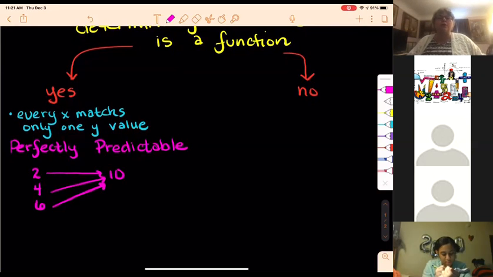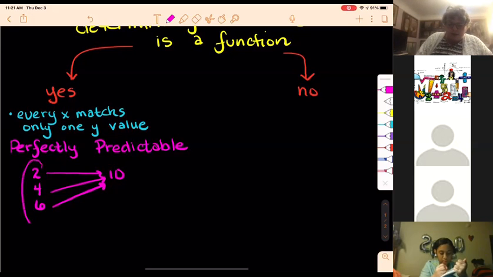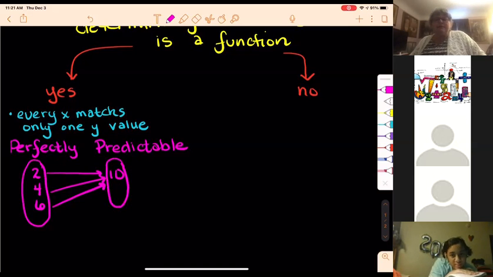Now, as far as a real life example, is that one that is perfectly predictable? No matter how many people go in, it's going to be $10, right? So when we talked about mapping the other day, if I added these ovals, that's an idea of one that is perfectly predictable. That's a real life situation.